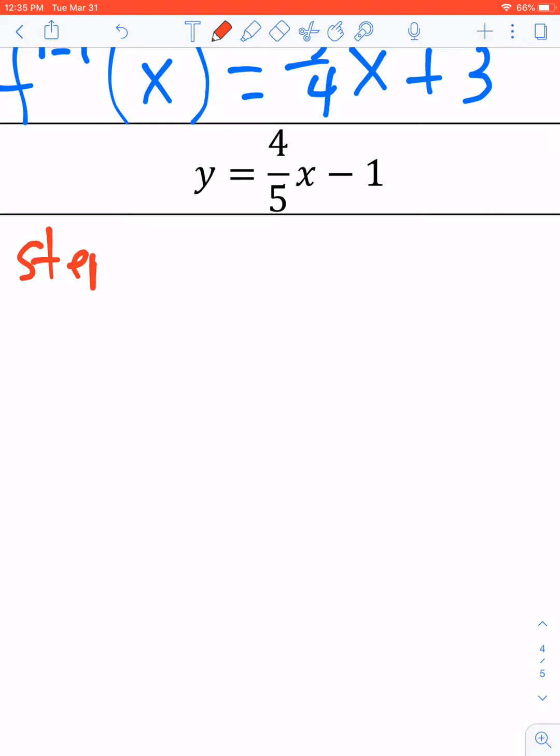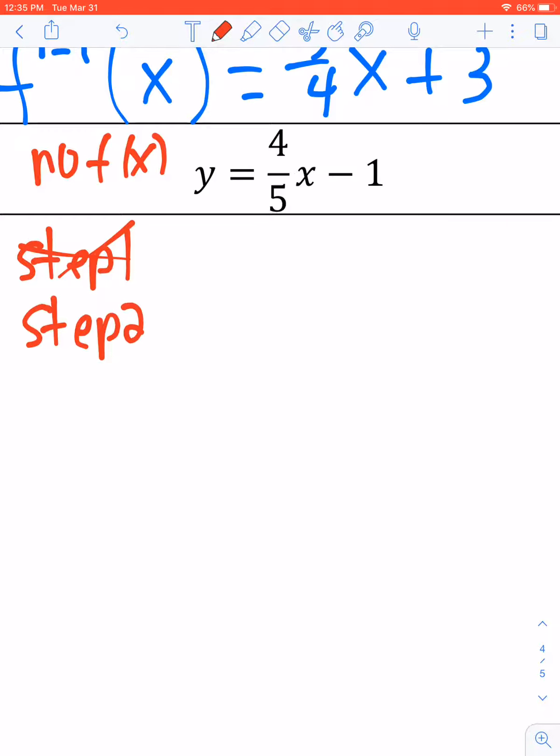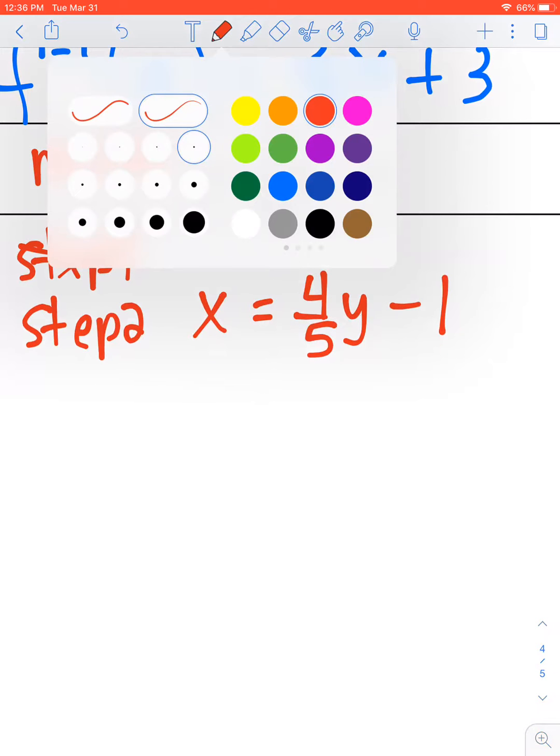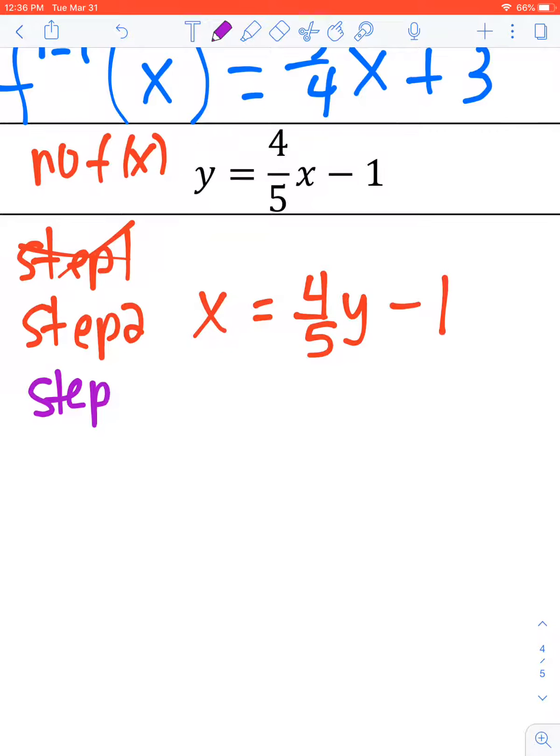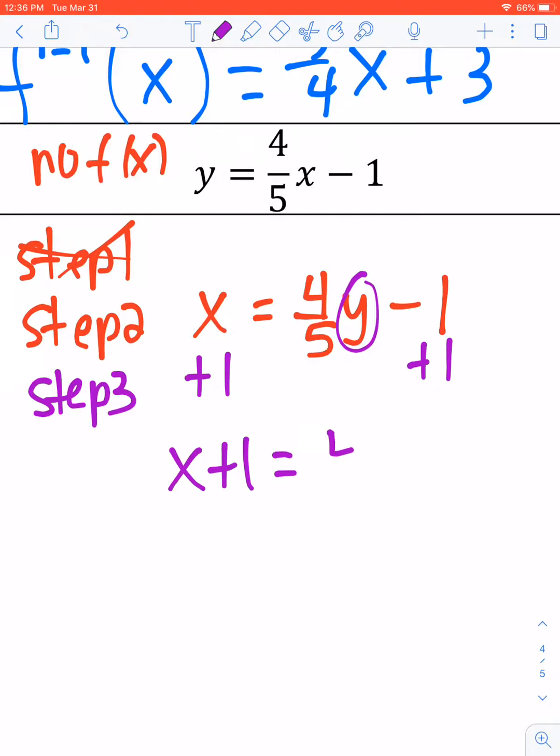Step 1 is unneeded because there is no f of x in the problem. Step 2. I'm going to replace the x and the y. Step 3. I need to get y by itself, so I'm going to add 1 to both sides. And I want you to write this as 4y over 5. Why? Because in order to get the y by itself, I have to multiply everything through by 5.